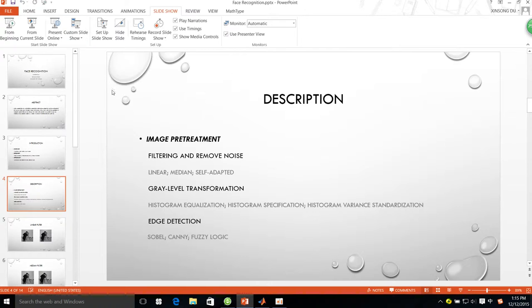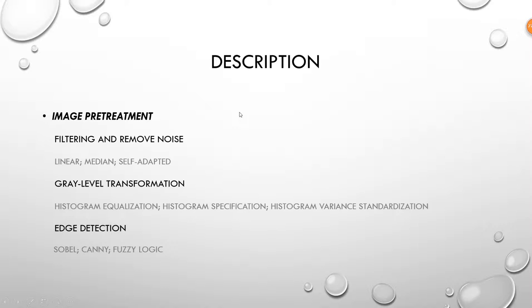Next, let's describe how I did it. Before we detect a face, we need to pre-treat the images. There are a lot of methods to pre-treat them. First, filtering and removing some noise. There are a lot of ways to do this kind of thing. First, linear filter, then median filter, and another filter is called self-adapted filter. They have different effects. And besides, we need to do some gray level transformation.